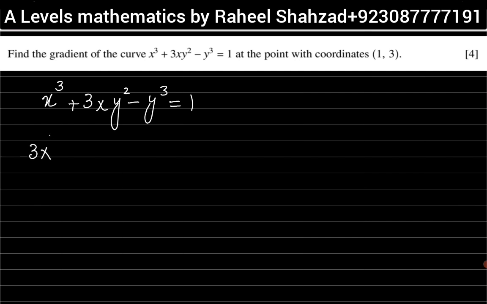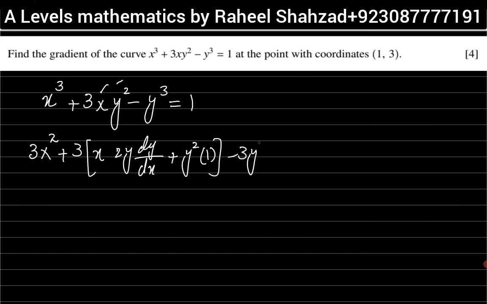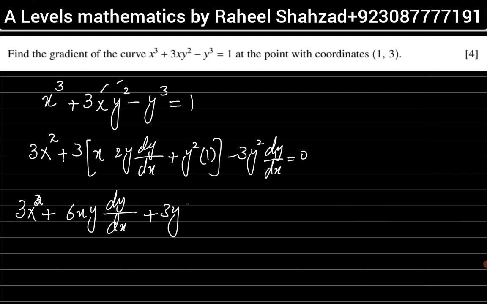That makes it 3x² plus 3 taken as common. We apply the product rule here. First function as it is, derivative of the second, 2y dy/dx, plus y² as it is, derivative of the first, minus 3y² dy/dx. That is equal to 0. So 3x² plus that is going to be 6xy dy/dx plus 3y² minus 3y² dy/dx is equal to 0.